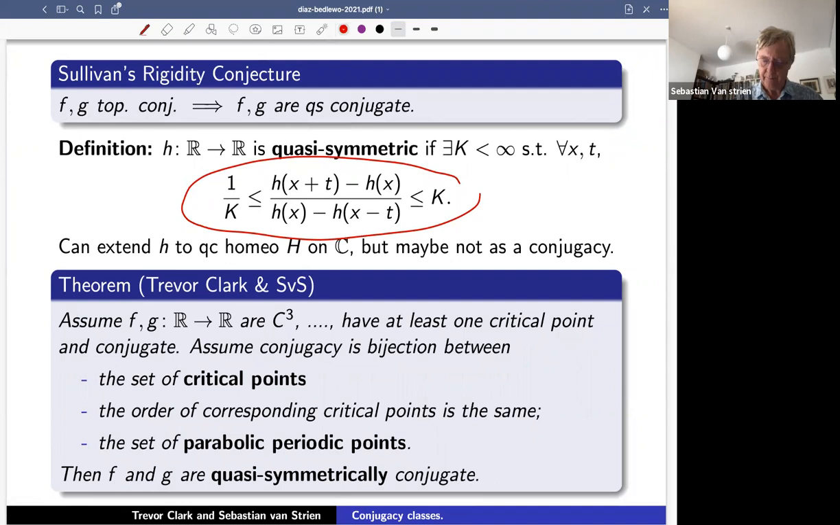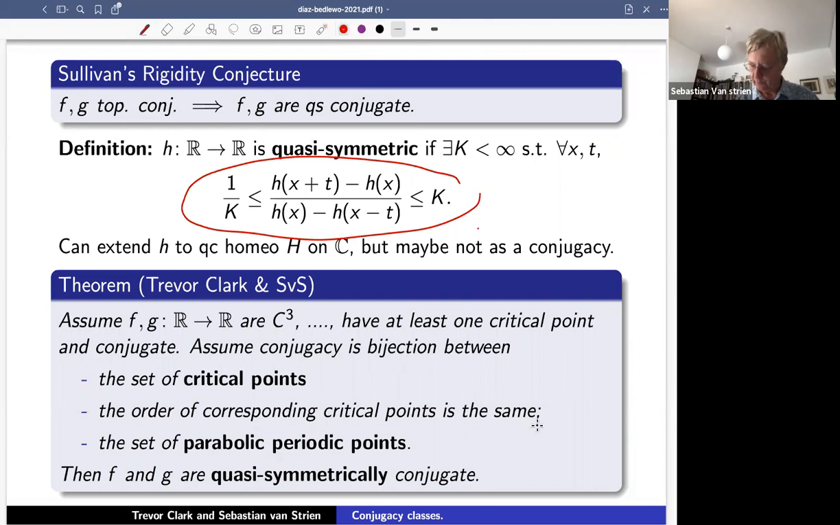So it is the following: if you have two such maps, and assuming that the conjugacy is a bijection between the set of critical points, and corresponding critical points have the same order. So if the first critical point, the leftmost, has degree 4, then in the other map the leftmost is also of degree 4. And parabolic points map to parabolic points.